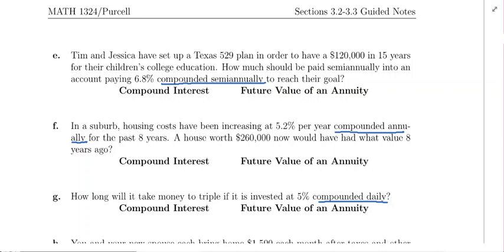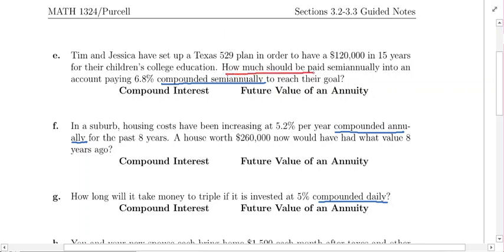Parents in Texas at least have the option of setting up a Texas 529 plan in order to save for their children's college education. So Tim and Jessica, their goal is to have $120,000 in 15 years. If you read carefully here, obviously their money's going to earn interest at 6.8%, compounded semi-annually. But again, the key is how often they are depositing money in order to save up for this $120,000. And the key phrase is right here.